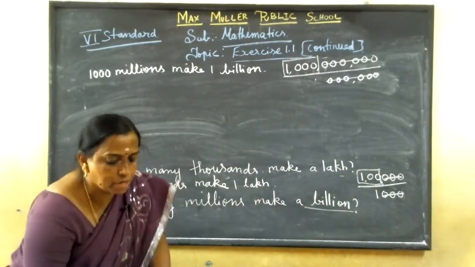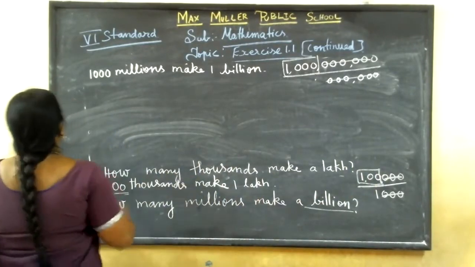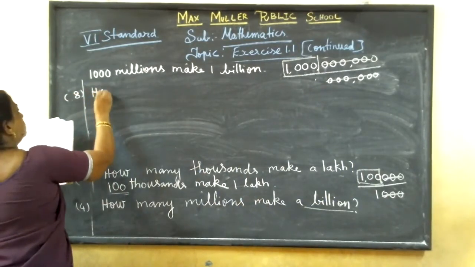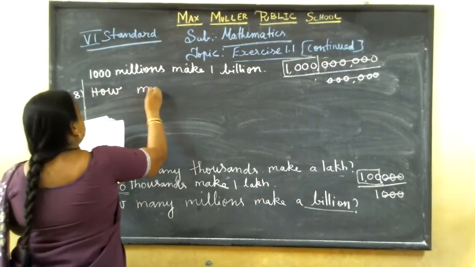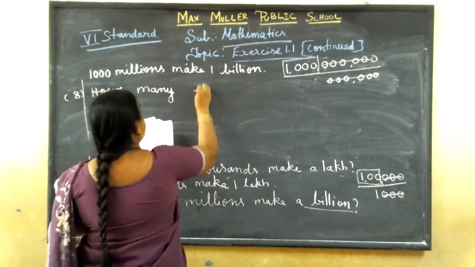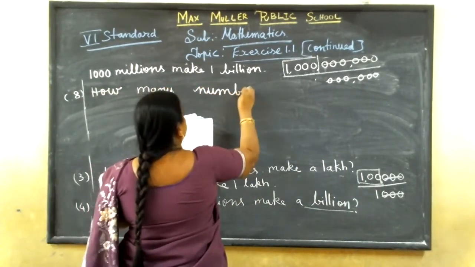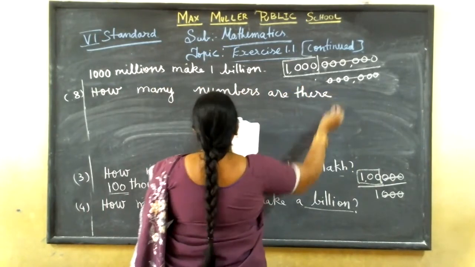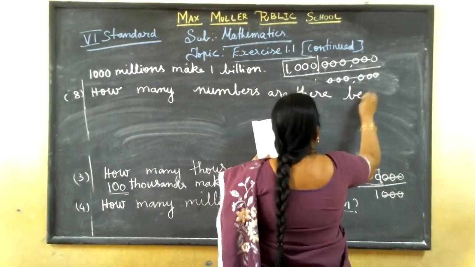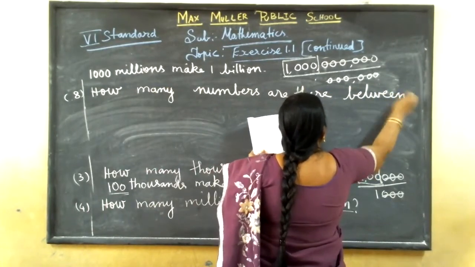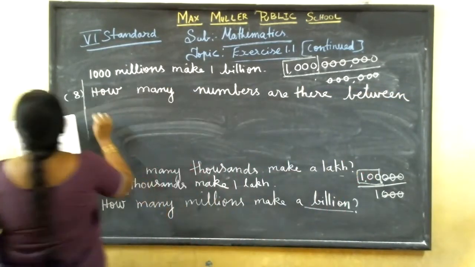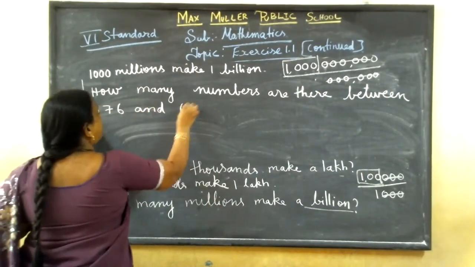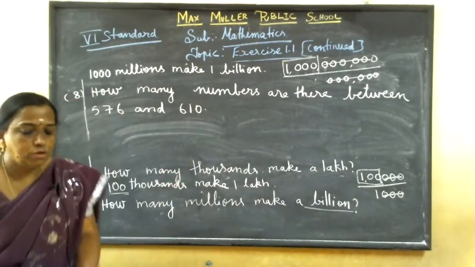So question number 8. Question number 8. How many numbers are there between 576 and 610? So, what is the question?